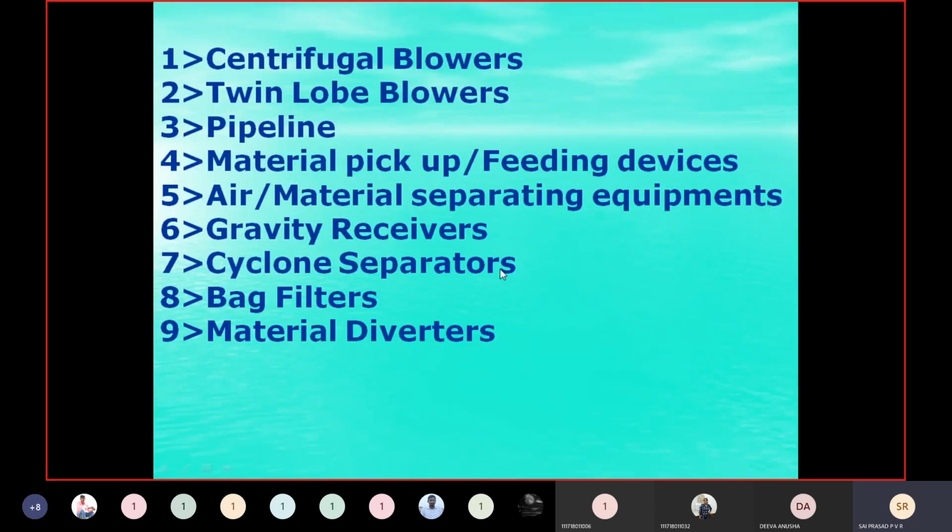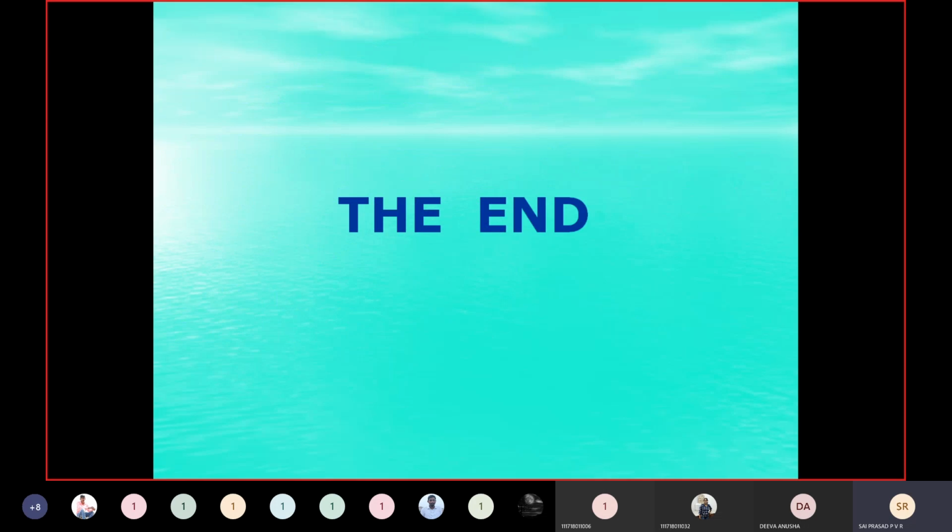Bag filters. After the cyclone separators, we keep bag filters to ensure that the solids are completely cleaned from the gas before they are let out to the next stage. Then material diverters, we have seen that the pipeline having a segmented baffle divides the feed into two fractions. So these are some of the key components which make up this pneumatic conveying system. So this is the end of unit 2.